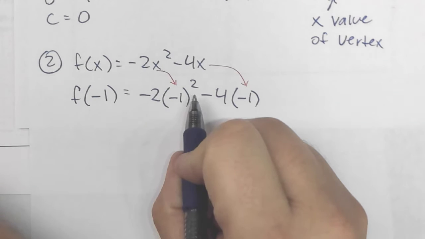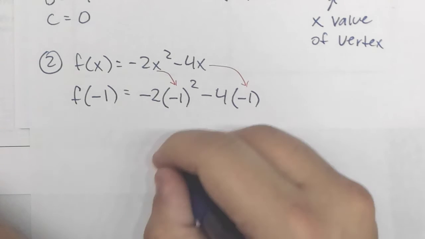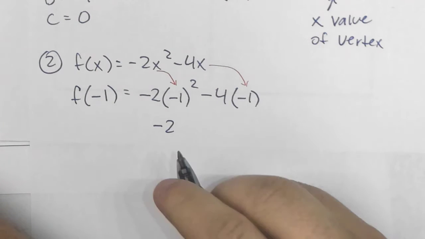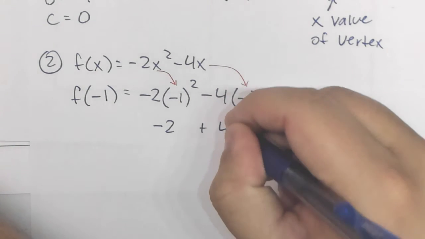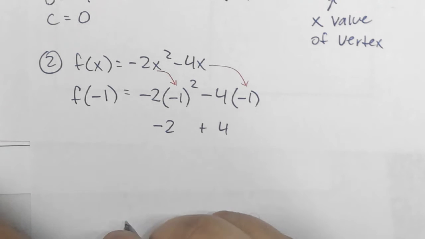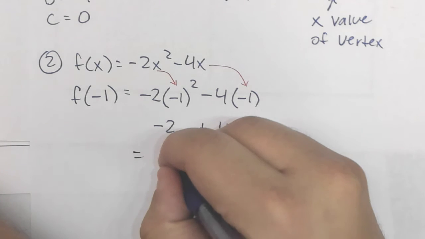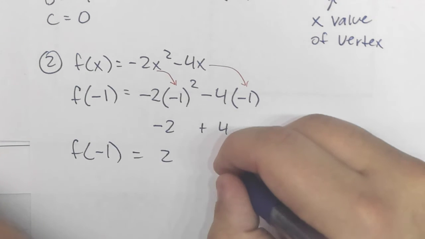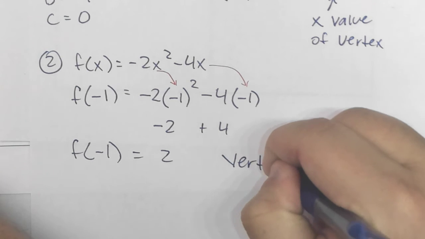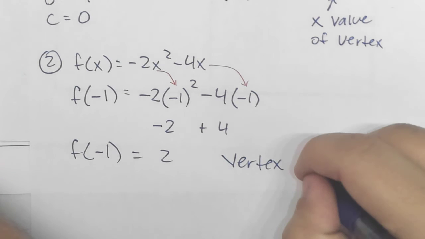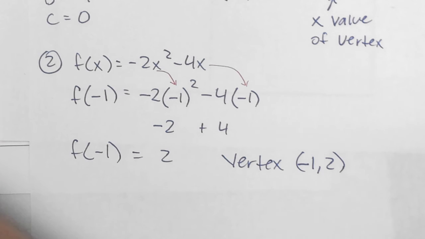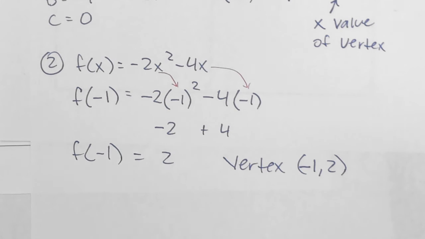So we have negative 1 squared is 1, times negative 2, which is negative 2. Negative 4 minus a negative 1 becomes a positive 4. So you have a negative 2 and a positive 4, which becomes a positive 2. So f of negative 1 equals positive 2. That means our vertex point is negative 1, comma 2. That's our vertex. If you need a second to pause the video, go ahead and do that now.